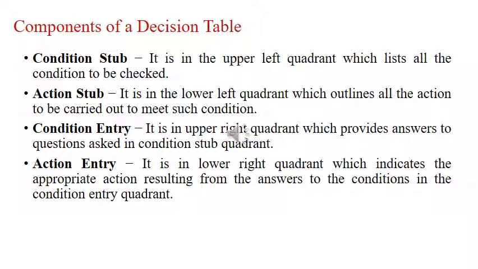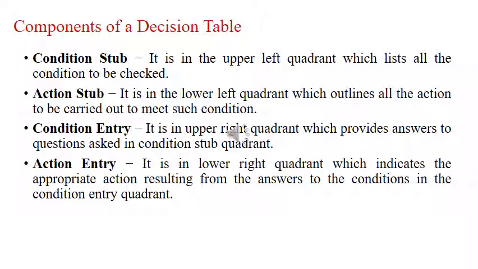So there are four components of a decision table. First is condition stub, second is action stub, third is condition entry, and fourth is action entry. So we start with the condition stub. It is in the upper left quadrant which lists all the conditions to be checked. And the action stub is the lower left quadrant which outlines all the actions to be carried out to meet such conditions.